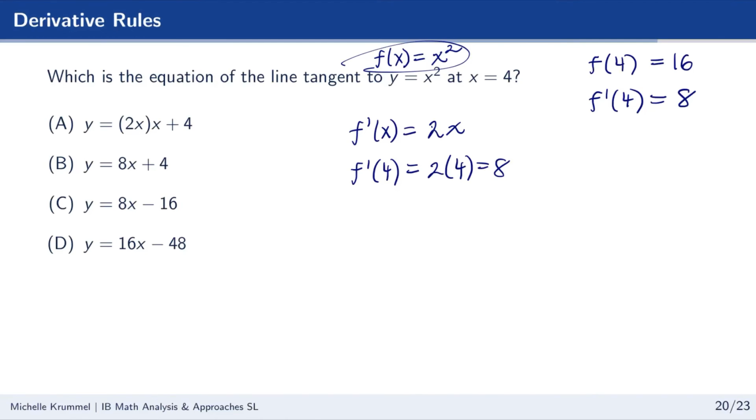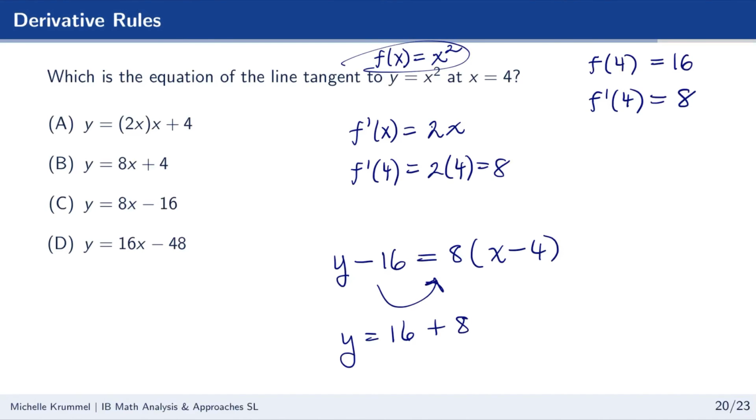When I write my tangent line equation, it's y minus the y-coordinate equals, oh, that's not the y-coordinate, y minus the y-coordinate equals slope times x minus the x-coordinate. And then sometimes, not always, but in this case we need to add that constant term over to the other side. So y equals 16 plus 8 times x minus 4.